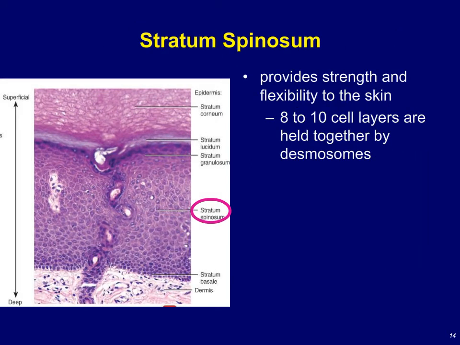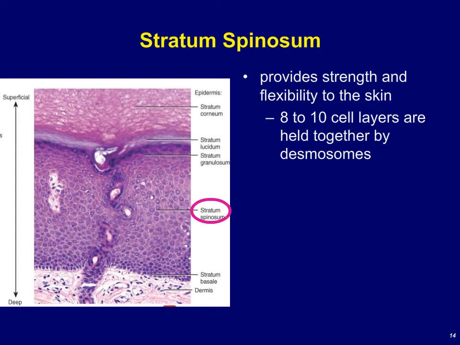The next layer above the stratum germinativum is something called the stratum spinosum. And spinosum here just means spiny. It consists of about 8 to 10 cell layers of nice living cells. Now you look at them and they don't appear to be really squamous cells, maybe a little bit cuboidal. But remember, the whole epidermis is considered stratified squamous because the upper cells are squamous. So here in the spinosum we have 8 to 10 cell layers of living cells, and they're held together by special cellular connections called desmosomes.